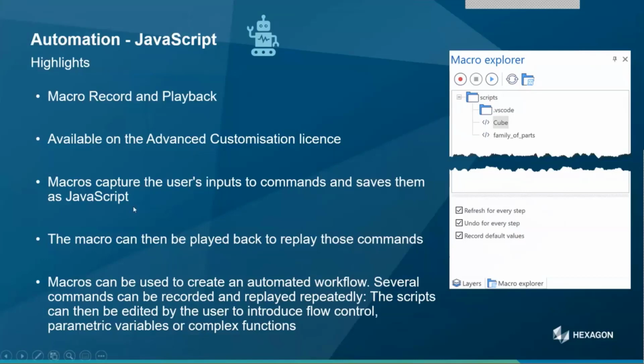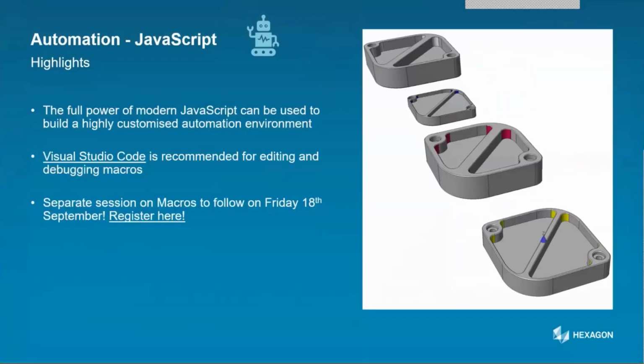So macros can capture the user's inputs to commands and save them as JavaScript. You can then play back the macro and replay those commands. So you can link them together to make an automated workflow. So the full power of modern JavaScript can be used to build a highly customized automation environment. We recommend that you use Visual Studio Code for macro editing and debugging.